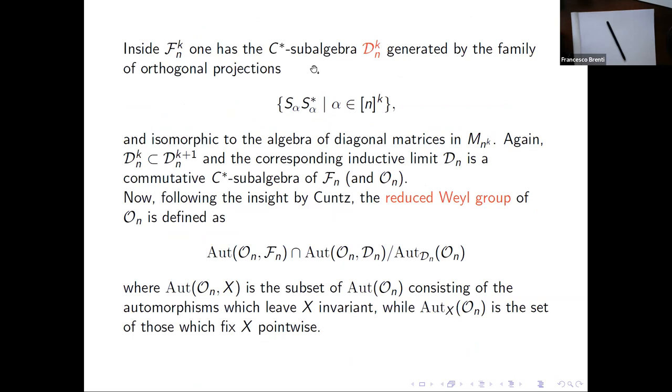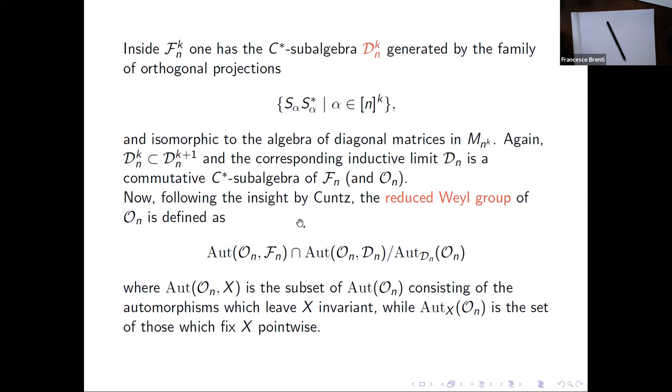So you have in here the subalgebra of essentially diagonal matrices. Namely, now you look only at those monomials S alpha S alpha star. So not only the same number of generators in the S and in the S star, but the same sequence. So you see that this corresponds to the matrix that has 1 in position alpha alpha and 0 elsewhere. So the span of this is really the diagonal matrices. So this is isomorphic to the algebra of diagonal matrices of size n to the k. And again, you can take the corresponding inductive limit and you get an algebra Dn. So you have these three objects. Dn sits inside Fn, which sits inside On.